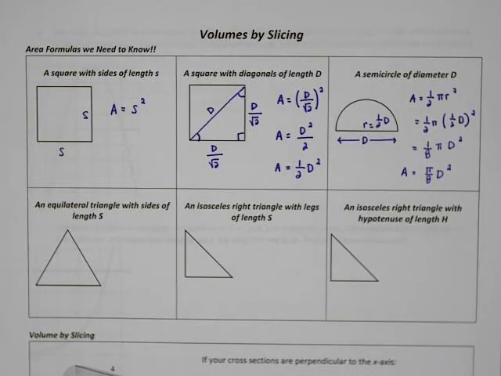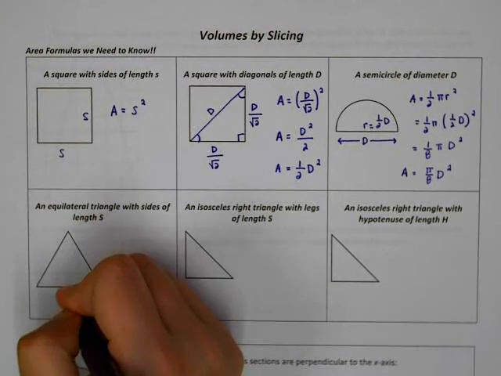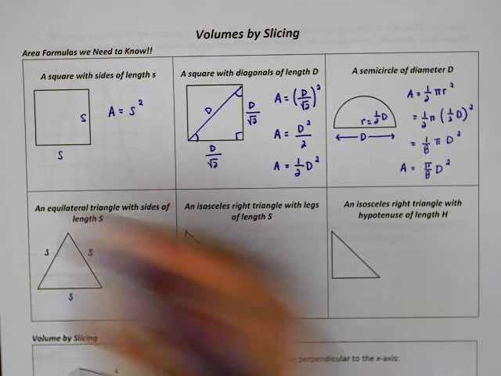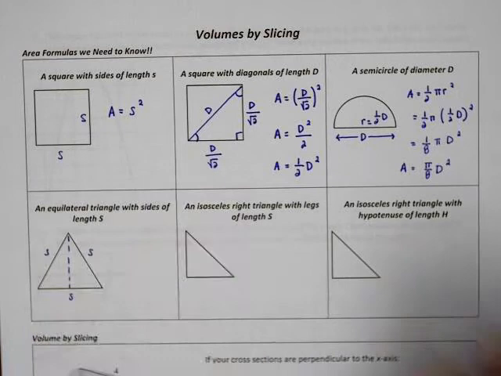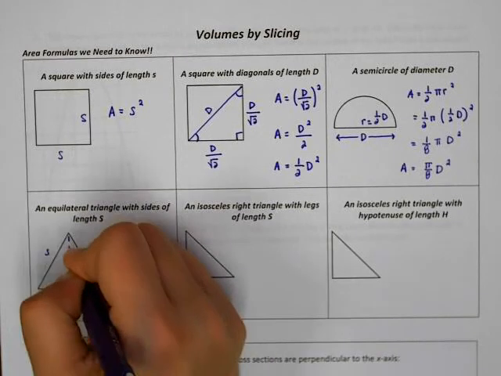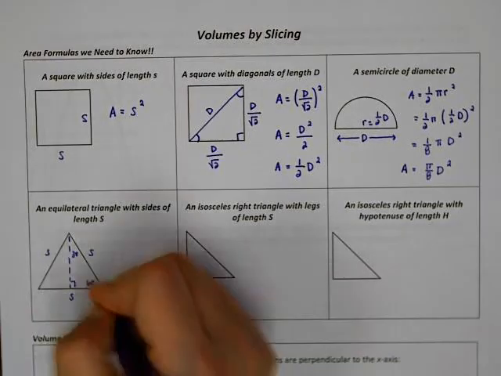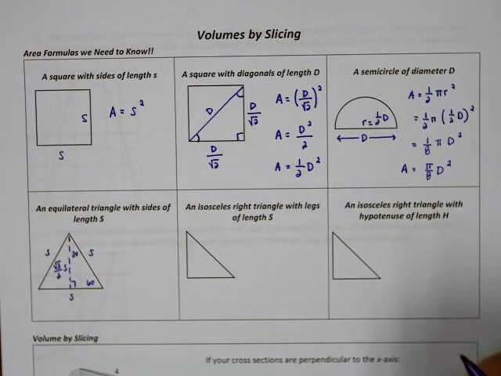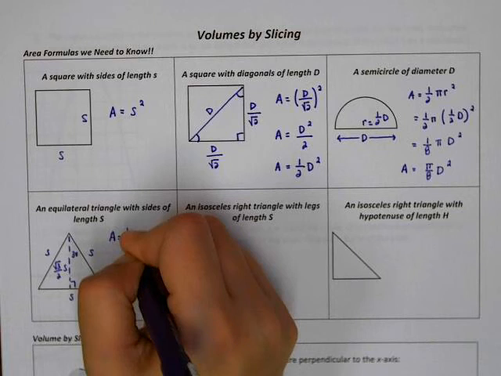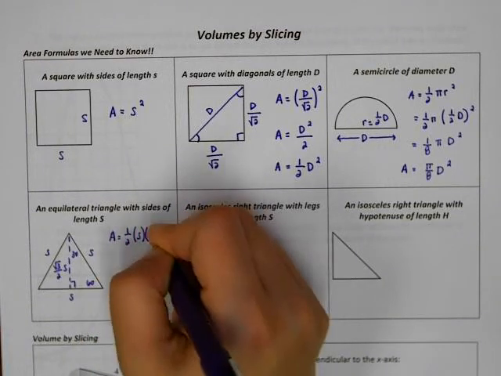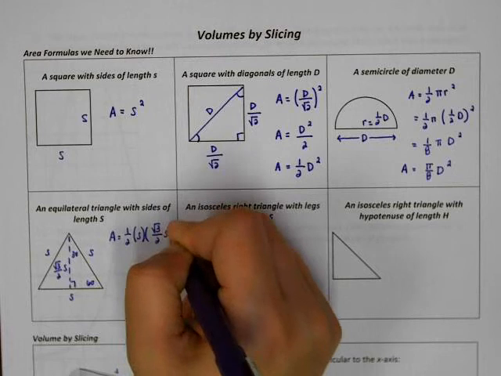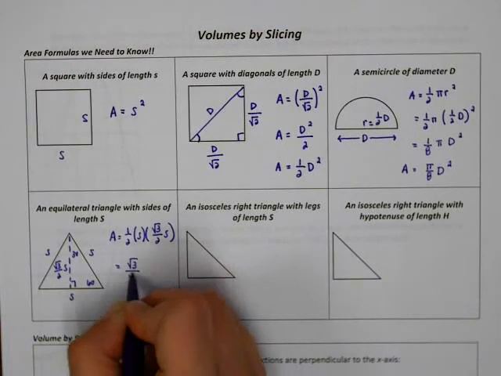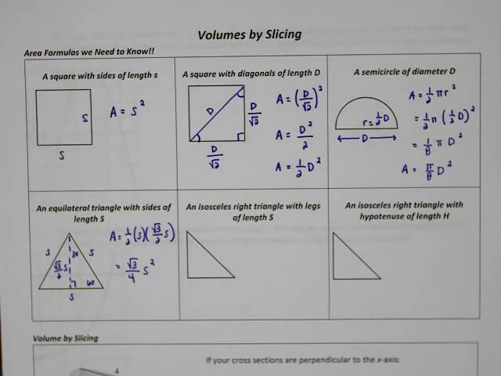What if I give you an equilateral triangle whose sides are all length s? To find the area of a triangle, I need to know the base, which is s, but I also need to know the height. In an equilateral triangle, we have a 30, 60, 90 triangle. So this height would be the square root of 3 over 2 times s. So the area would be 1/2 times the base, which is s, times the height, which is the square root of 3 over 2 times s. Which means if I simplify this, we usually write it as square root of 3 over 4 s squared.